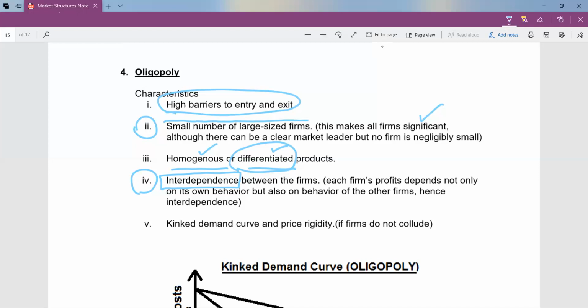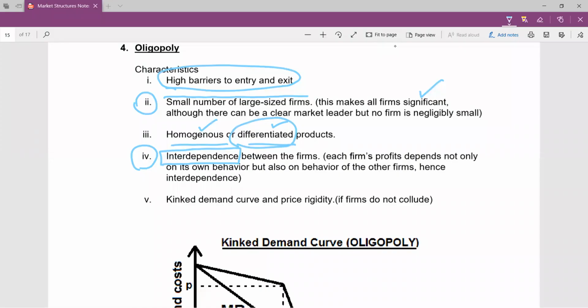Keep in mind that in perfect competition and monopolistic competition, the number of firms was really large. When the number of firms was really large, there was no interdependence because an action by a single firm has a negligibly small impact on the entire industry. When we talk about monopoly, there was only a single firm, which means that there is no interdependence. However, in oligopoly, the number of firms is small, which means every firm is significant. Hence, the action of one firm will have a major impact on the other firms.